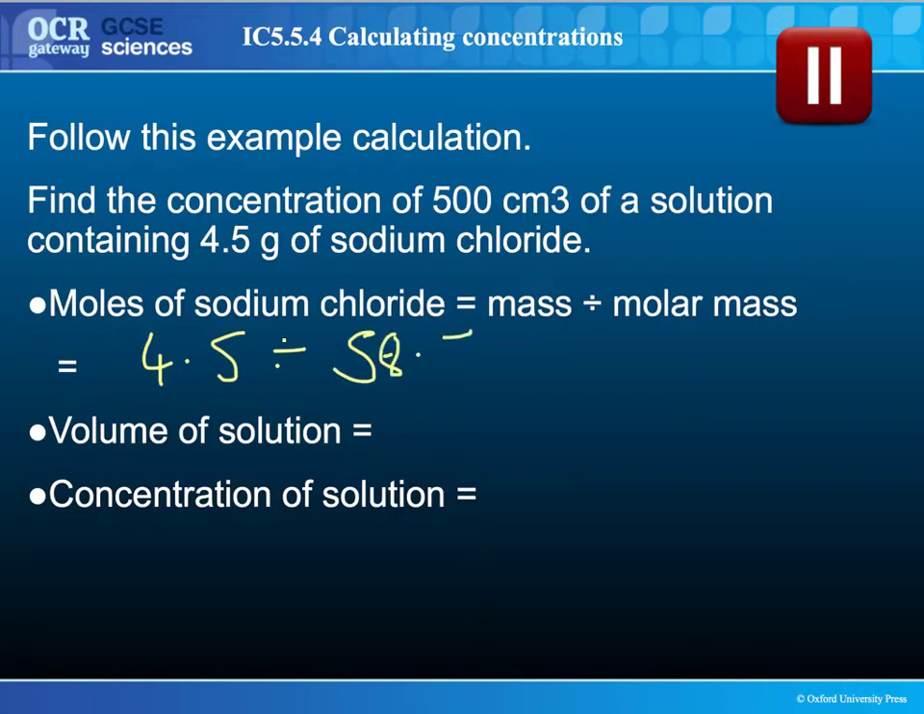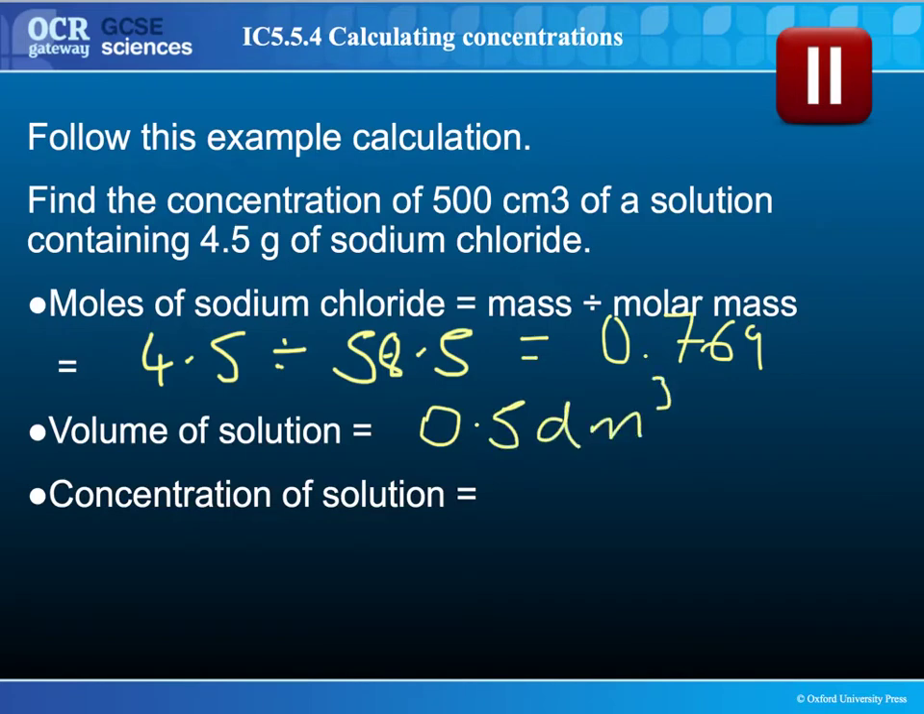which is 58.5. The number of moles there is 0.769. The volume of the solution needs to be in dm3. So if you divide 500 by 1000, that gives you the volume in dm3 of 0.5. Using your calculation to work out concentration from the previous slide, which was 0.769, the number of moles, divided by the volume of 0.5, it gives you a concentration of 0.15 mole per dm3.